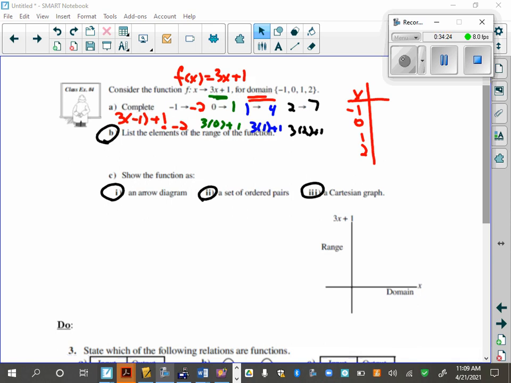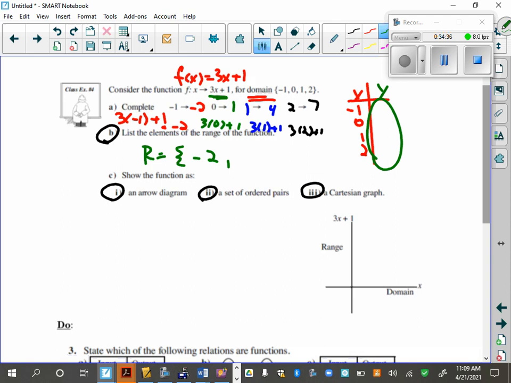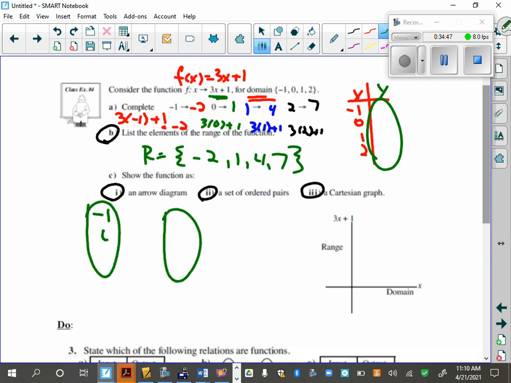Elements of the range is just what's the y part. So we already did that. It's negative 2, 1, 4, 7. That's the y parts. Okay. Arrow diagram. It's also called a mapping diagram. So negative 1, 0, 1, and 2 are your x. It's like a table of values. They go to negative 2, 1, 4, and 7. So that's what they want for a mapping or an arrow diagram. Ordered pairs, easy enough.